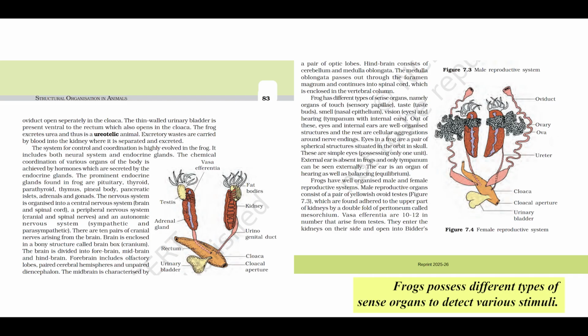Frogs possess different types of sense organs to detect various stimuli. For touch, they have specialized sensory papillae on their skin. For taste, taste buds in their mouth and on their tongue. Their sense of smell uses the nasal epithelium within their nostrils. For vision, they have well-developed eyes. And for hearing, the tympanum transmits vibrations to their internal ears.